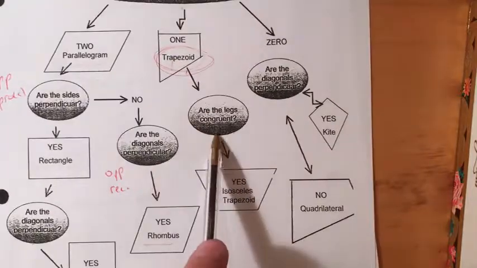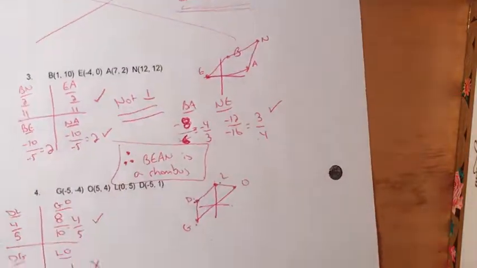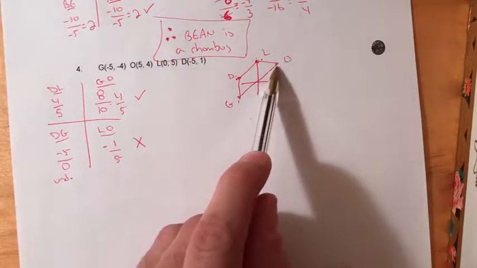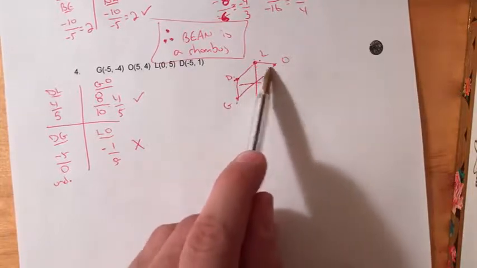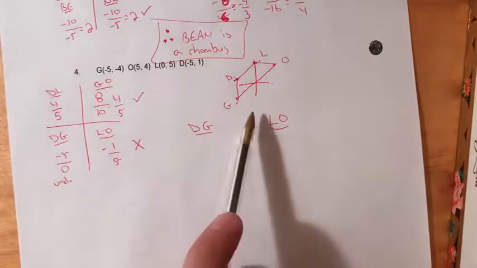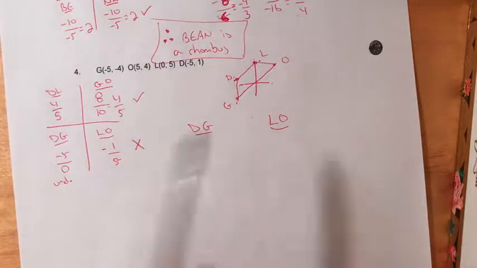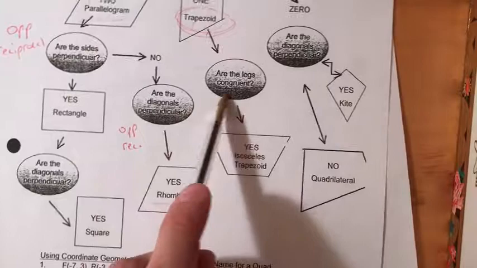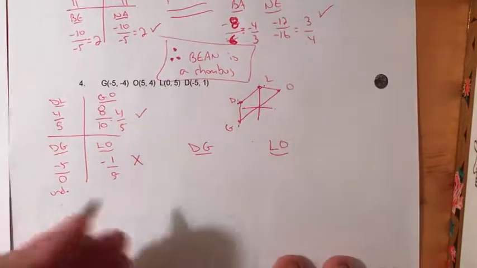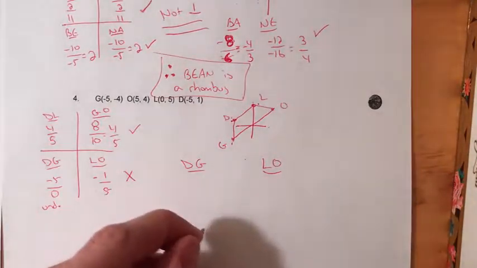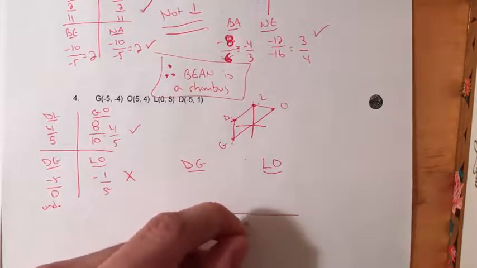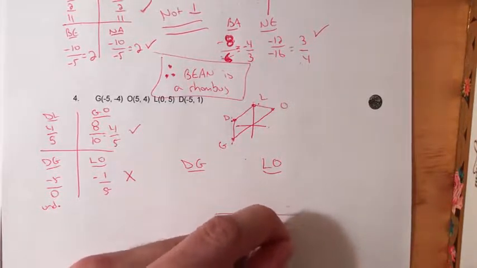Now the only question we have to answer is, are the legs congruent? The legs are the 2 non-parallel sides. So if we know these are parallel, then DG and LO are our legs. Congruent means distance, so we have to use the distance formula. For anyone that doesn't remember, I'll write it down here. You can do x's or y's first, but I'll do x2 minus x1 squared plus y2 minus y1 squared.